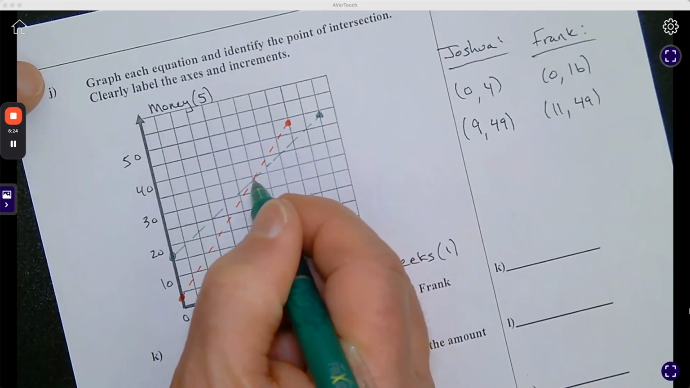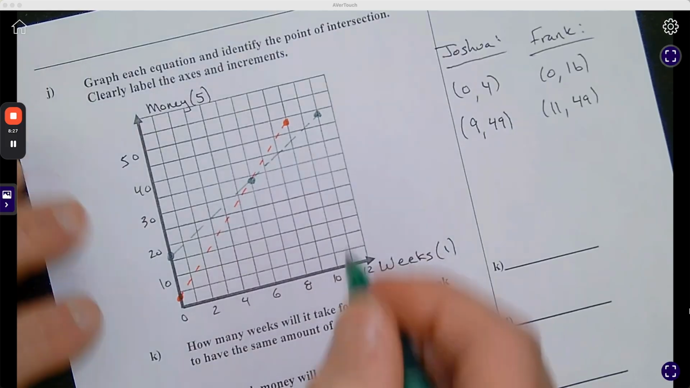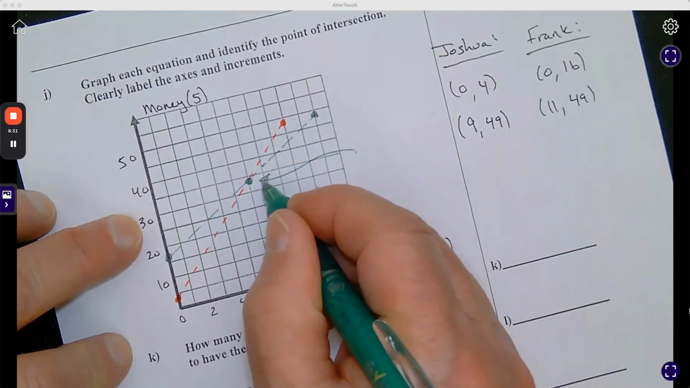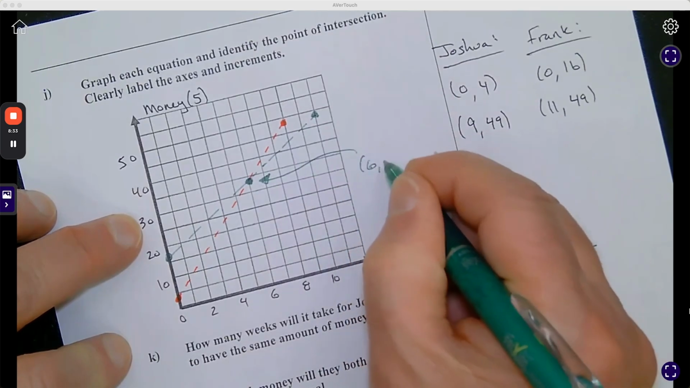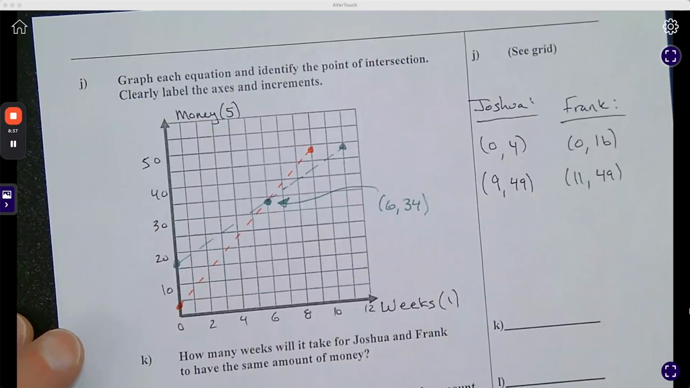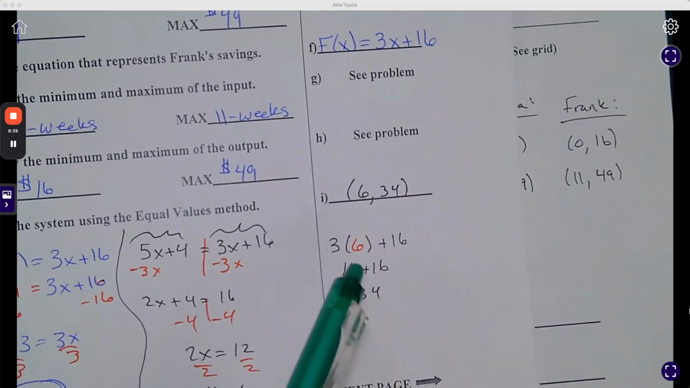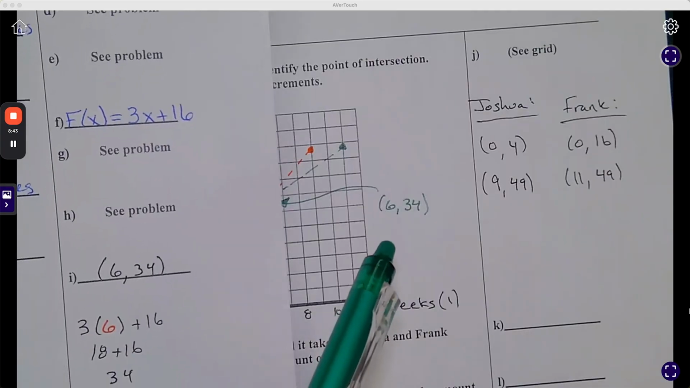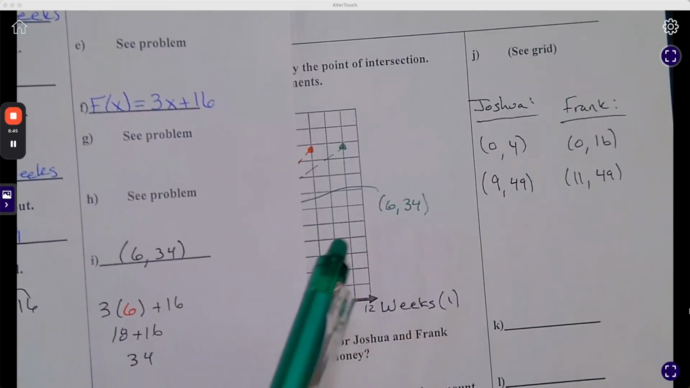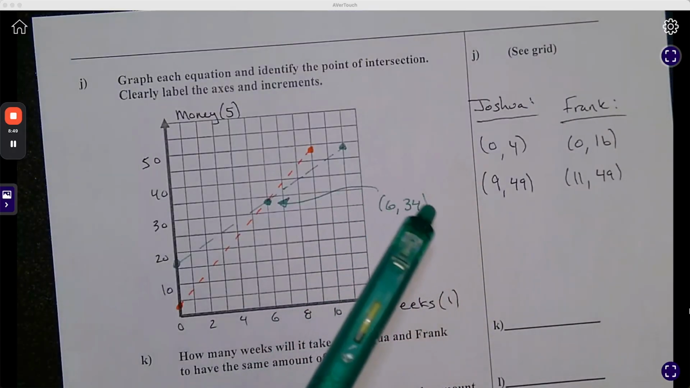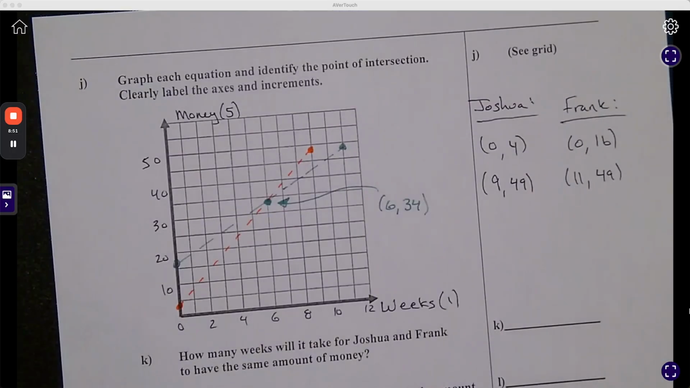Notice they intersect right there. That point of intersection, oh my gosh, it's so close, it's wonderful. (6, 34). And if you notice, that is exactly the answer we got on the front, right? Those should match. They represent the same solution, it's just a different way of getting it. Equal values method, graphing method. But the solution is still the solution, no matter what method you choose.